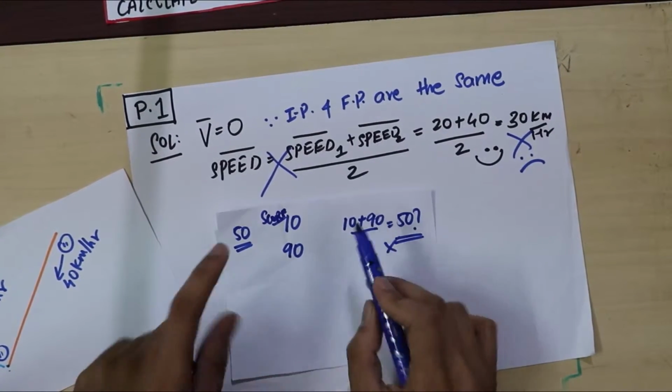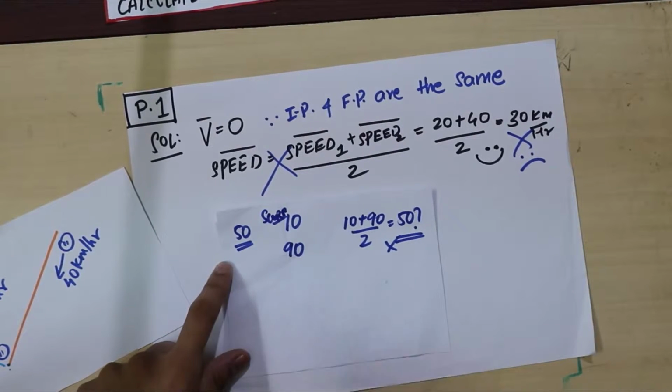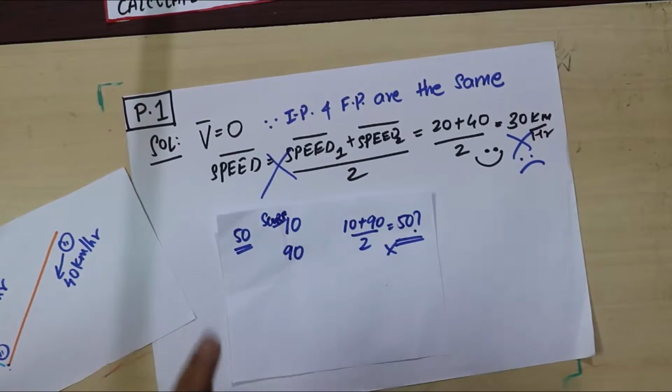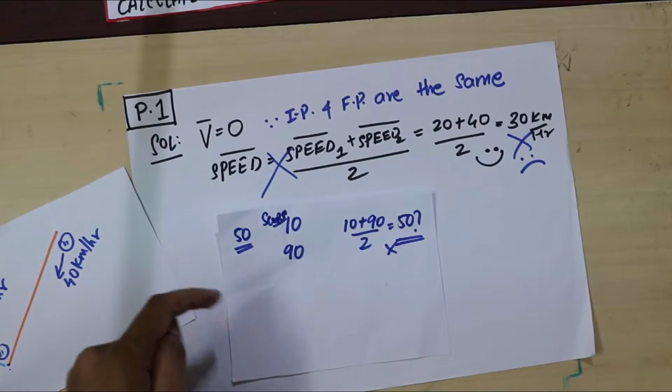This only works provided an equal number of students got 10 and 90. That means 25 students got 10 and 25 students got 90. If that is true, only then we can say the average is 50. Otherwise, we need to know.